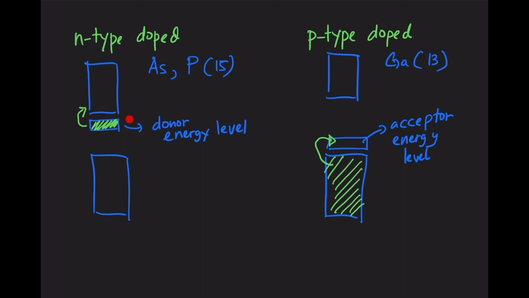This one is what we call the N-type doped semiconductors, and this one is what we call the P-type doped semiconductors, depending on the extra element that we put in a trace amount to be able to provide either a donor energy level or an acceptor energy level to make the excitation of electrons easier and the material become conductive.